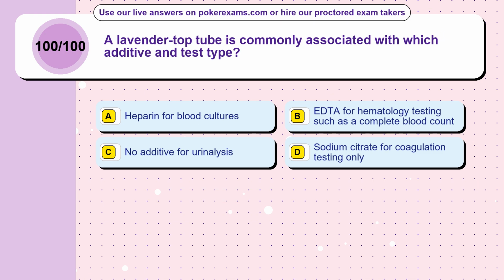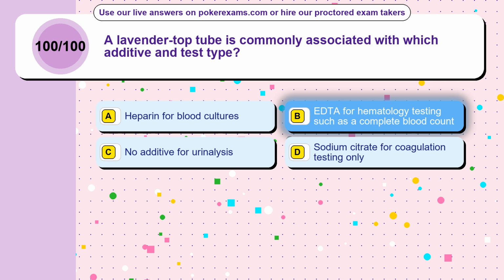Question 100. A lavender top tube is commonly associated with which additive and test type? Option A. Heparin for blood cultures. Option B. EDTA for hematology testing such as a complete blood count. Option C. No additive for urinalysis. Option D. Sodium citrate for coagulation testing only. The correct answer is option B.